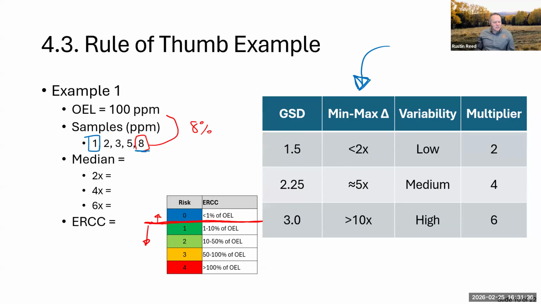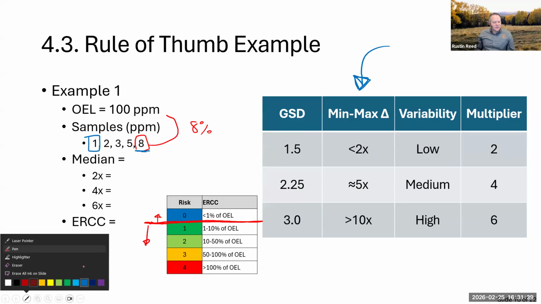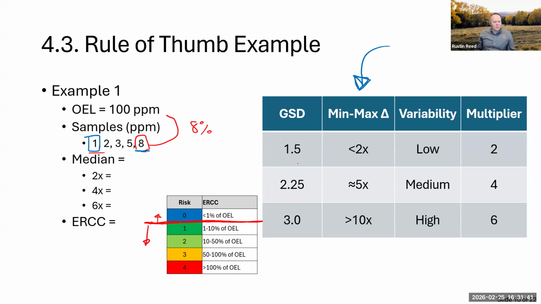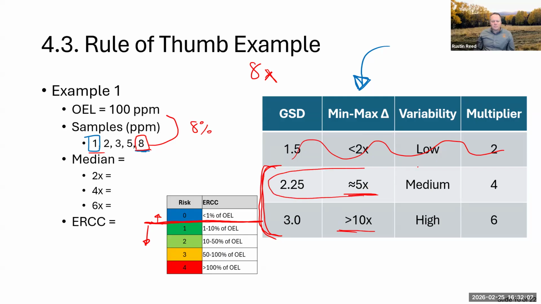1 to 8 doesn't fit neatly into my boxes here. So that's an 8 times difference. 1 times 8 is 8. So it's probably not this one. I would say it's probably going to be in here between one of these two. It might be this one. It might be that one. For now, I'm going to say, well, maybe it's here.